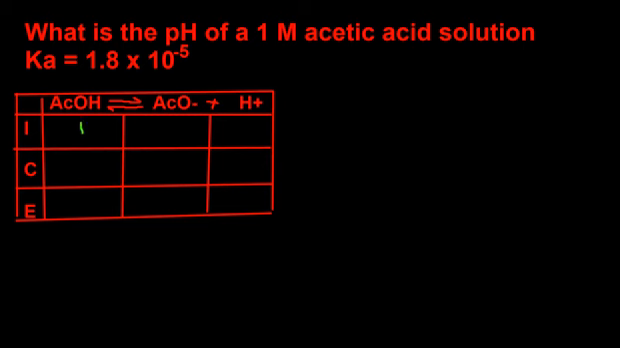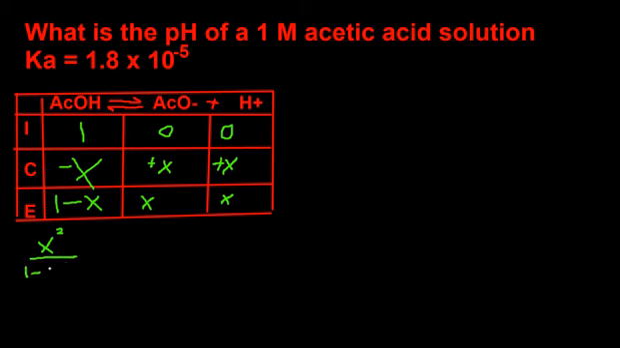We start with 1 molar, and 0, 0. We subtract an X, that's a big X. We add an X and we add an X. You end up with 1 minus X, X, and X. Hopefully you all know how to do ICE tables, but you end up with X squared over 1 minus X equals 1.8 times 10 to the negative 5.